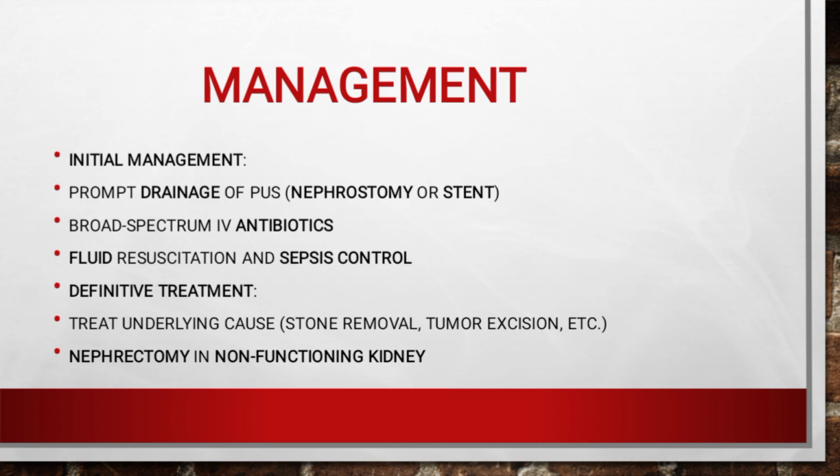Management begins with urgent decompression of the kidney, usually by percutaneous nephrostomy or ureteric stenting to drain the pus and relieve obstruction. Broad-spectrum antibiotics are started empirically, tailored later by culture results. In cases of non-viable kidneys, nephrectomy may be required.